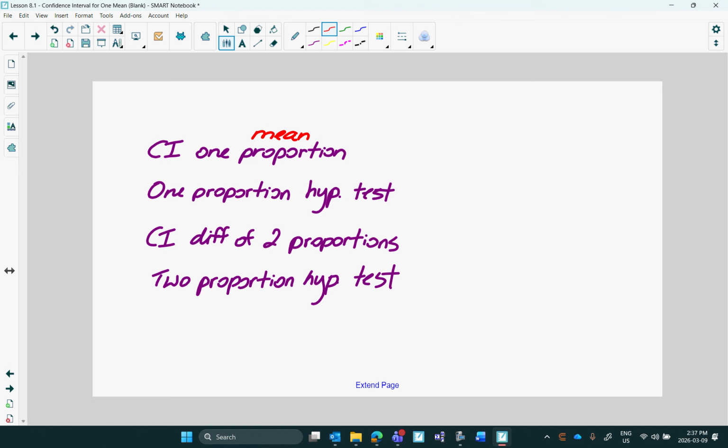I think you've all seen that. Like this one, you use p hat. This one, you use p null. This one, you use p hat 1 plus p hat 2. This one, you use pc. Okay? You don't have to worry about that for means. Okay. So let's go back to the beginning.